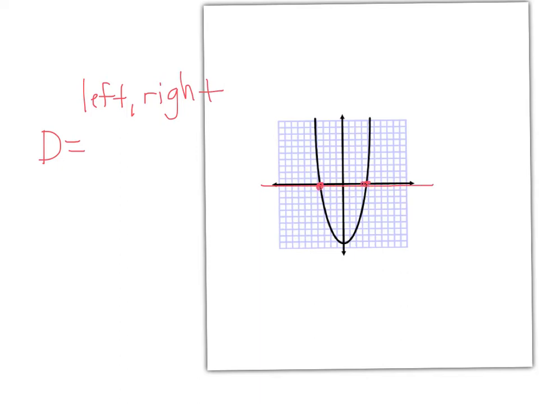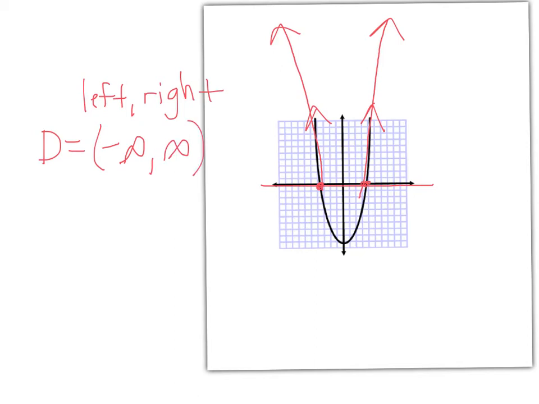Now, this is where it's tricky. For this one, it's not just where it crosses. If you look at this parabola, it's going to extend on and on to the left forever, on and on to the right forever. And what makes this tricky is it makes this domain -infinity to +infinity.